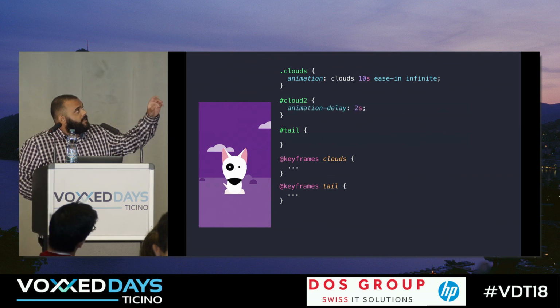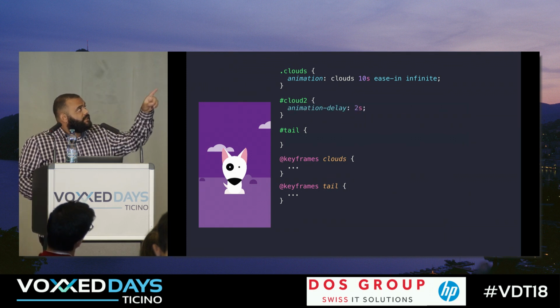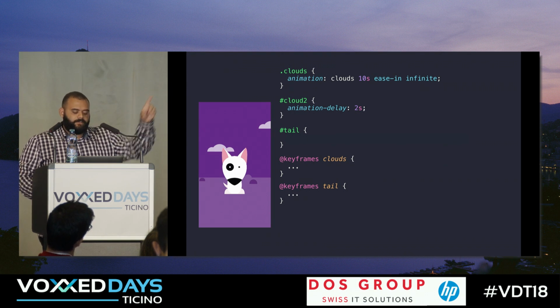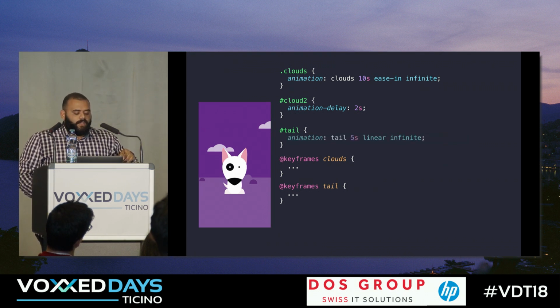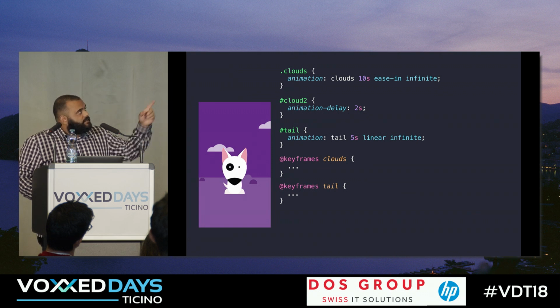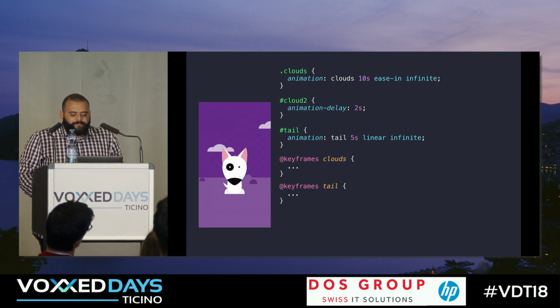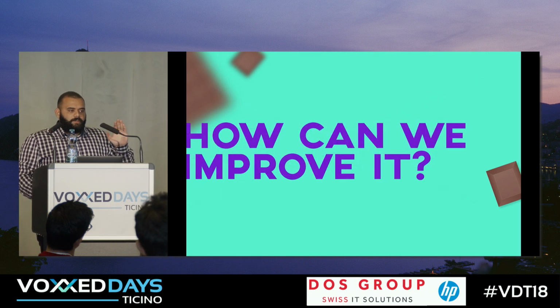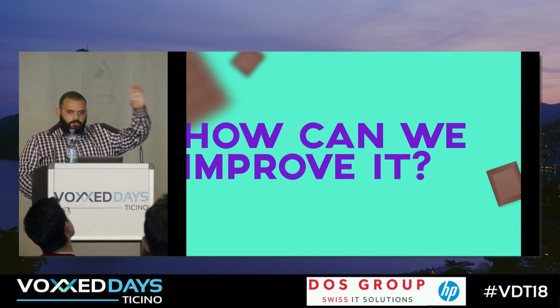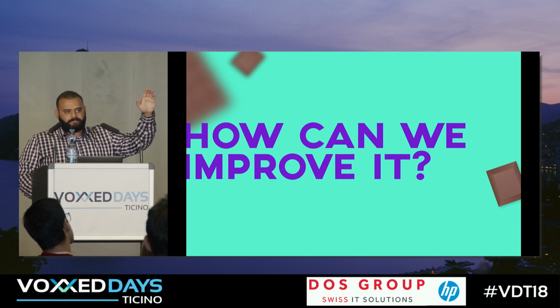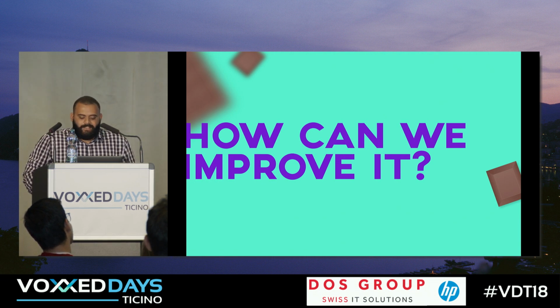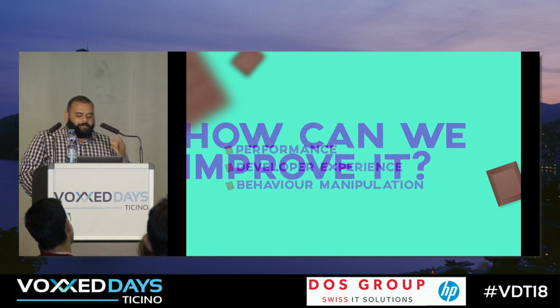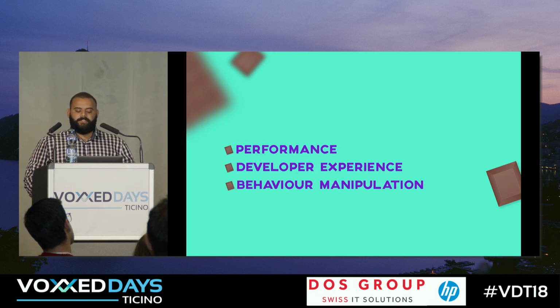And I'm just using this property to have a delay from the first cloud to the second, and here the tail animation. I would ask you, what are the problems here? But actually not the problems, but how can we improve it? Can someone help me? Someone, please. Come on, guys. We have 3 main points that could be improved in here.